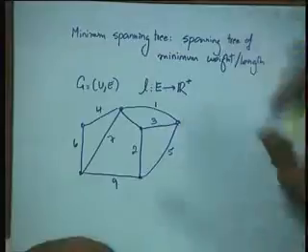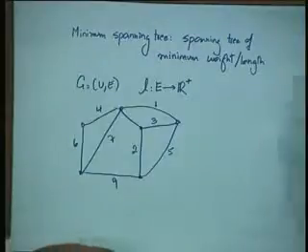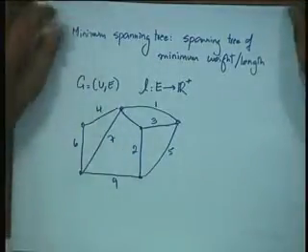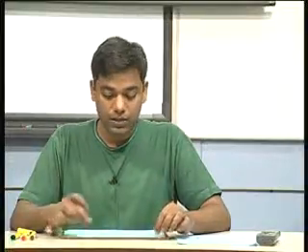So, we need to connect these cities up, which means we need to create a spanning tree, and I am not interested in any spanning tree, I am interested in a spanning tree for which the length of wire I spend is as small as possible. That is what I mean by a minimum spanning tree, a spanning tree of minimum length. What is the length of the spanning tree? Sum of the lengths of the edges in the tree.